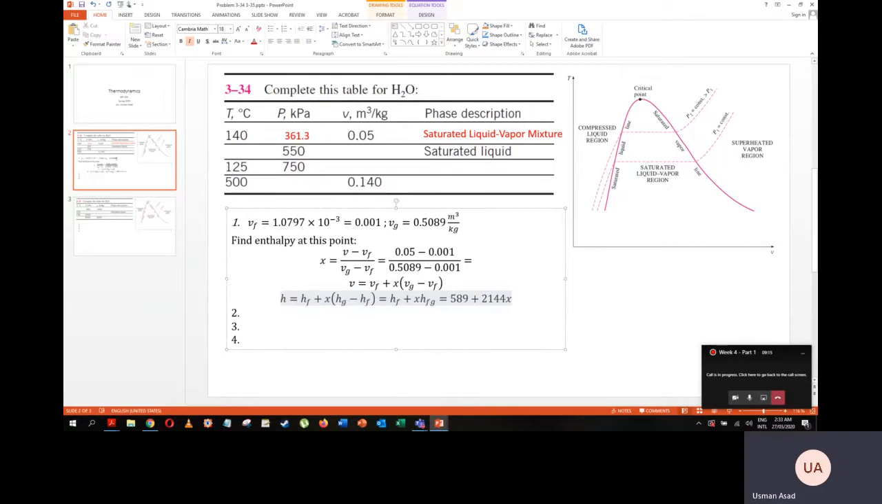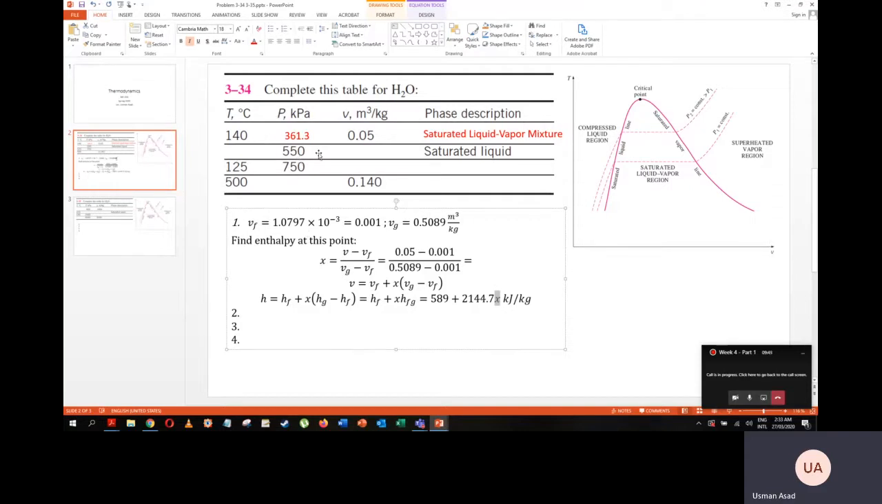So 2144 times x. Okay? This is going to come out in units of kilojoules per kg. Of course, this is not required for this particular question, but if I had additionally said to also find the enthalpy at this point, this is how you would do it. I'm going to leave the calculation to you. Find x, plug in x here, find h. Okay?